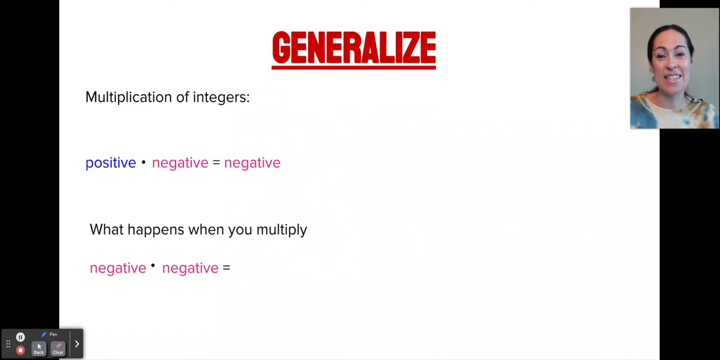So let's generalize, review. Multiplication of integers, a positive times a negative. That's when I was moving back 2 spaces 3 times in a row. -2 times 3 is going to be a negative number. When you multiply a negative times a negative, it becomes positive.